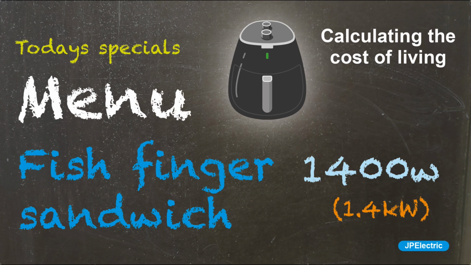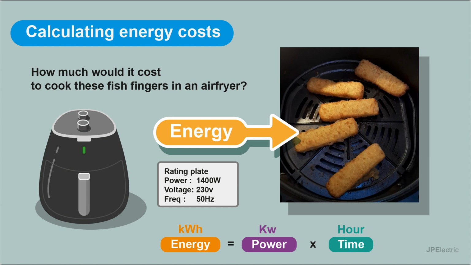Let's have a look at how much it costs to run electrical appliances. We're going to start off by making a fish finger sandwich. If you look at the air fryer, you'll see its rating plate. It'll give you its power, its voltage, its frequency. We don't really need to know the frequency.